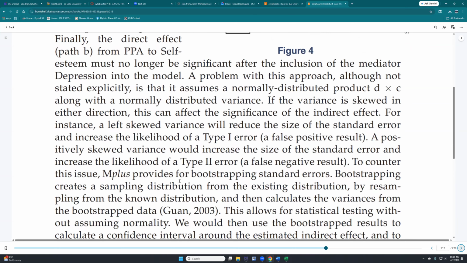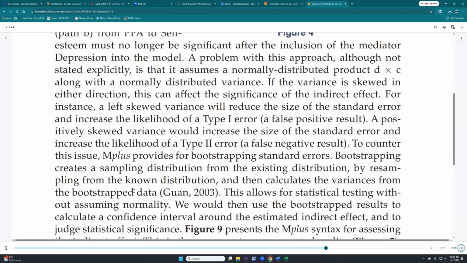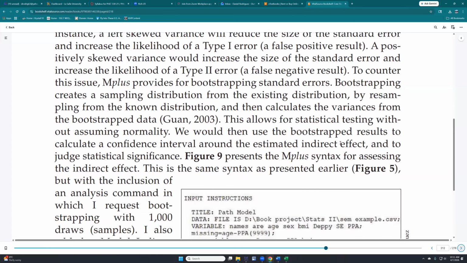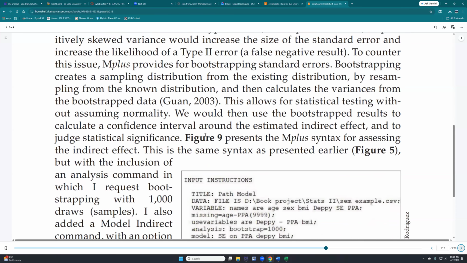Fortunately, to counter this, Mplus provides bootstrapping of standard errors. So this is very similar to what we do in the process macro, right? We already know a little bit about bootstrapping: it creates a sampling distribution from the existing distribution by resampling from the known distribution and then calculates the variances from the bootstrap data. This allows for statistical testing without assuming normality, okay? We would then use the bootstrapped results to calculate the confidence interval. This is basically what you do in the process macro as well, but this is all built into Mplus.